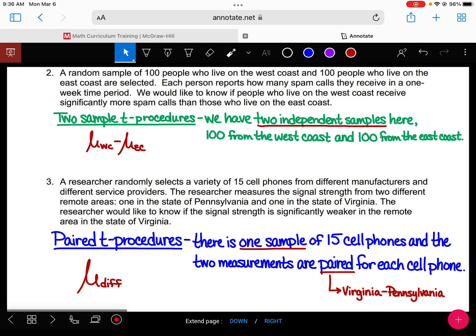Was this helpful to distinguish? Because I know in a lot of situations in the past, it's like, well, do I do the mu diff? Do I do mu1 minus mu2? If you have one sample, but two pieces of information, two pieces of paired data, you're doing mu diff. If you have two separate independent samples, it has to be mu1 minus mu2.